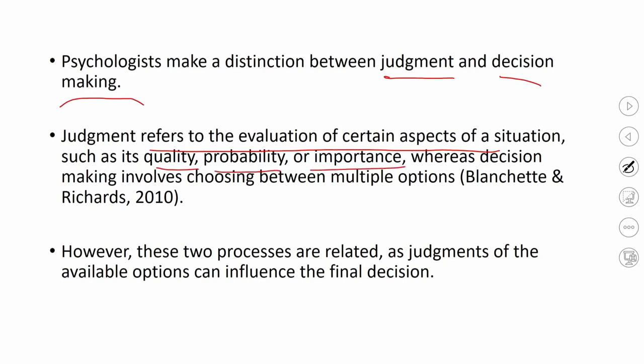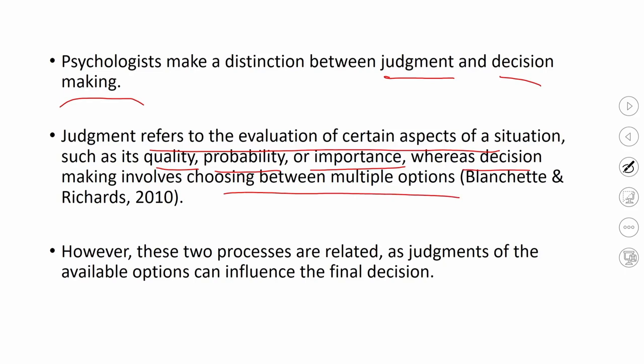When we judge something, basically we are judging a particular situation or object based on certain aspects, like what is the quality of that situation or a product, what is the probability of having something in a particular situation, or what is the importance of this. Some qualitative aspects or characteristics are evaluated, and we make a judgment based on them. Decision making is more about choices; it involves choosing between multiple options.